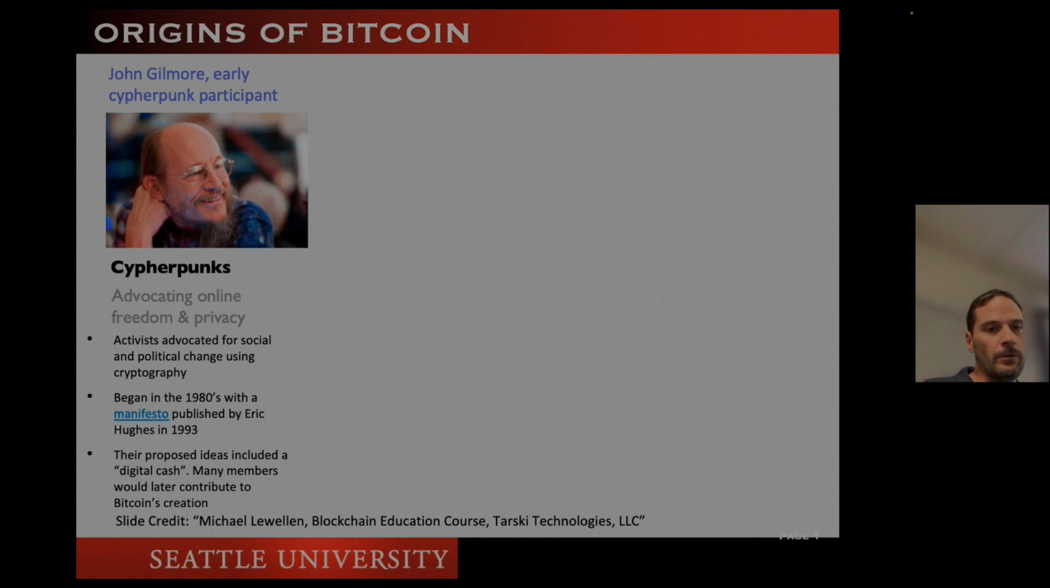In 1993, Eric Hughes published a manifesto that really advocated for privacy and privacy in payments. It's rooted in the fact that freedom of speech leads to discussion and exchange of ideas, and if there is no privacy, that could constrain those discussions and the formation of ideas, and that also transfers to payments as well. So he was really advocating to use cryptography to generate a payment system that remains private. They proposed ideas of digital cash, and later members of the cypherpunk group contributed to Bitcoin's creation.